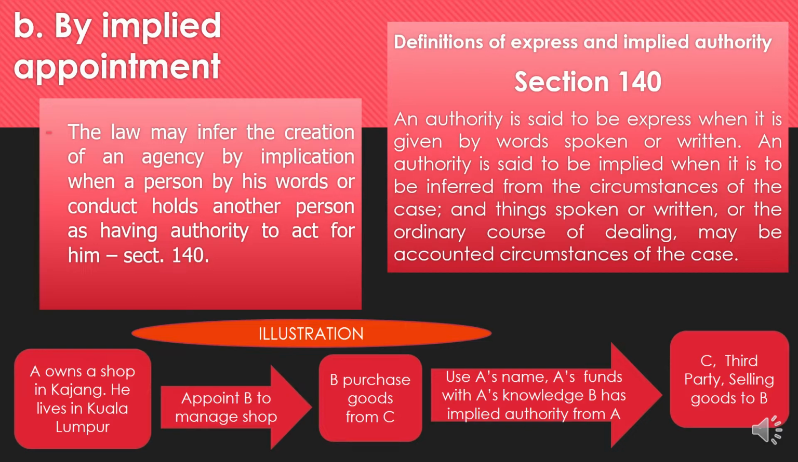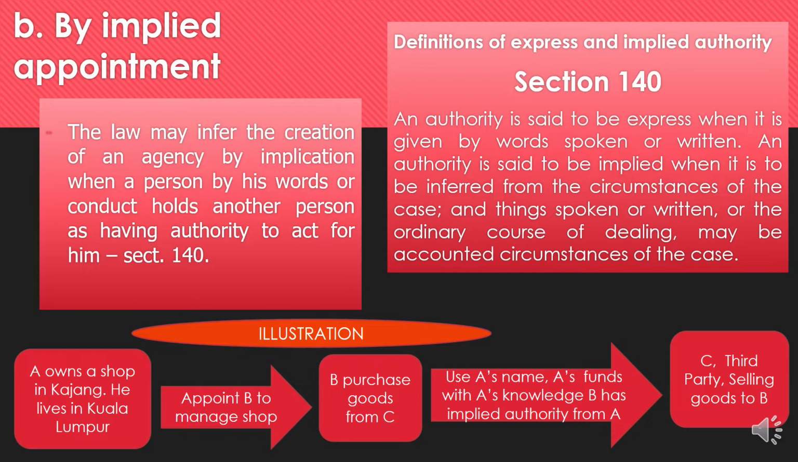In purchasing the materials, B uses A's name. B also uses A's fund. A knows that B is using his name and his fund to purchase the material for the shop. By A's action of knowing this, B has the implied authority from A. Even though A didn't say, B, you have the authority to purchase, to use my name, to use my fund, A did not say that clearly. But when B did everything, used A's name and A's fund, A knows about it and just keeps quiet. A did not say, B, stop using this. A acknowledges whatever B has done. So, basically, A is giving B authority impliedly. Okay?